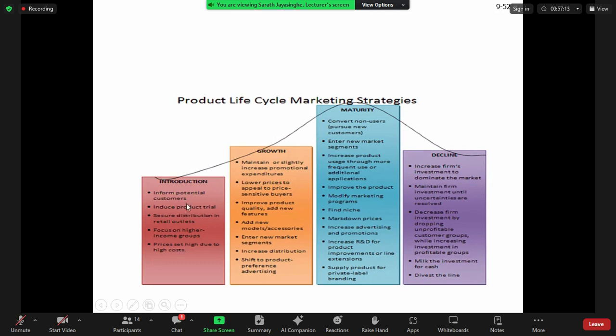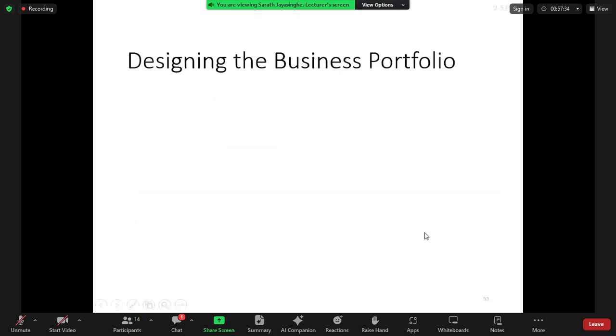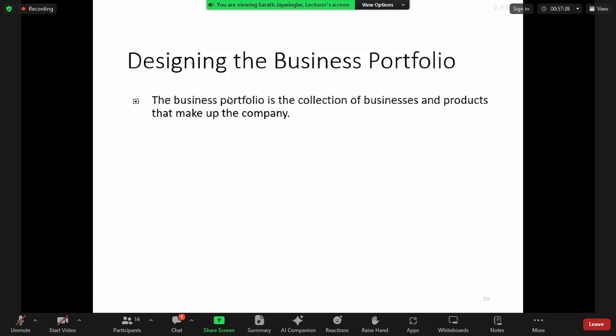Sometimes maybe pricing, penetration pricing, skimming pricing. There are different types of things. You can see at maturity stage, convert non-users, enter new markets, increase product usage, improve the product, modify marketing program. There are many strategies like that, right? And then again, you can think about deciding business portfolio.